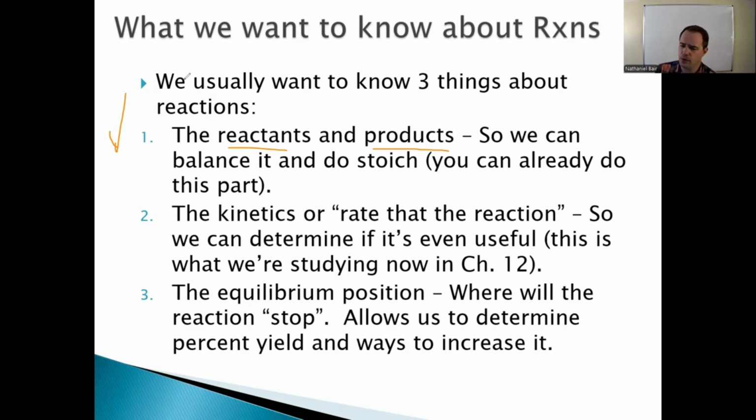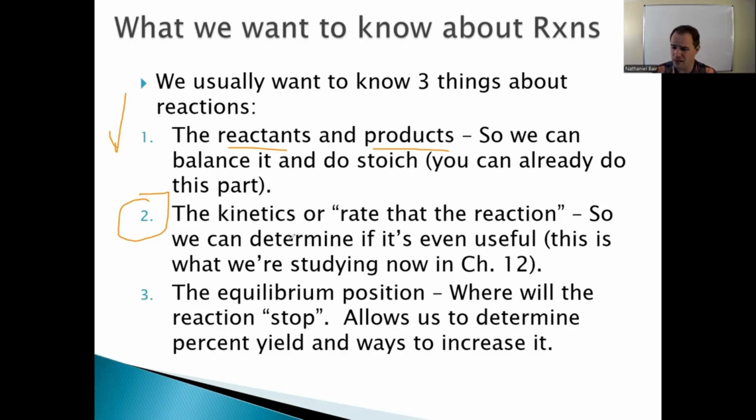So when a chemist is doing a reaction, first thing, what's going in, what's coming out, right? That's number one. We can do that. What we're going to learn tonight is the second thing we want to know about a reaction, which is how fast is it, right? You could have a reaction that gives you a 90% yield, or a 95% yield, which is pretty good, depending on what you're doing.